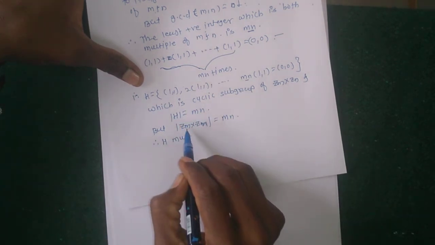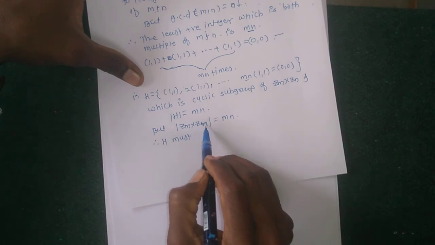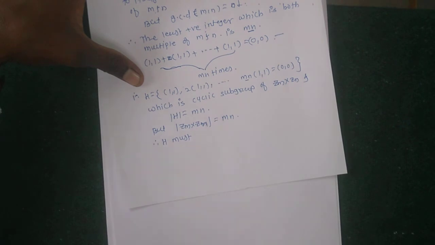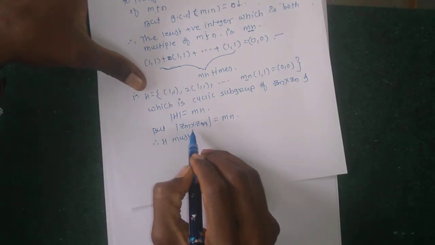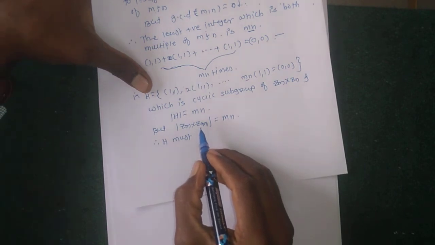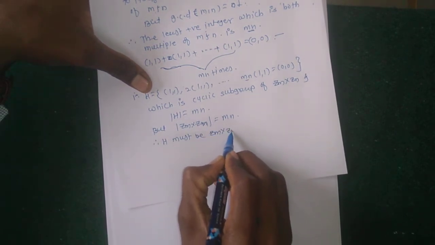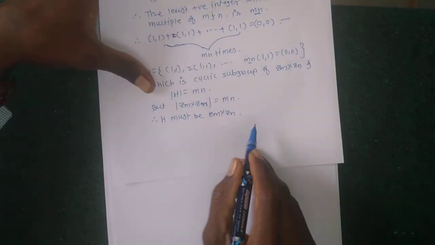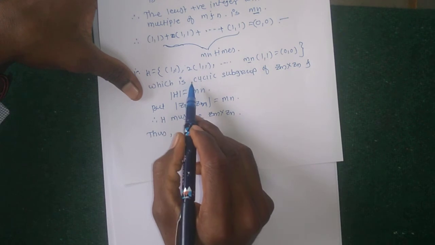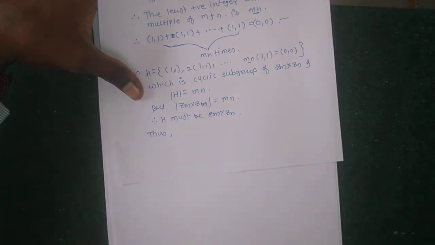Therefore H is a subgroup of Zm cross Zn, and the order of H and the order of Zm cross Zn are the same, which implies that H must be Zm cross Zn. Thus H is generated by (1,1), which implies that Zm cross Zn must be generated by the ordered pair (1,1).